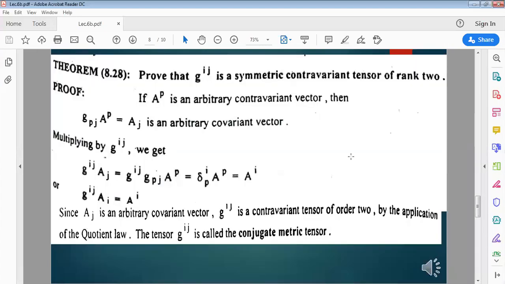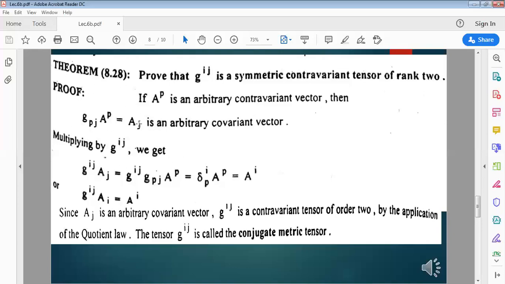Okay, next theorem. Prove that Gij is a symmetric contravariant tensor of rank 2. If Ap is an arbitrary contravariant vector, then Gpj Ap is equal to Aj, an arbitrary covariant vector. Okay, multiplying by Gij on both sides of this equation.